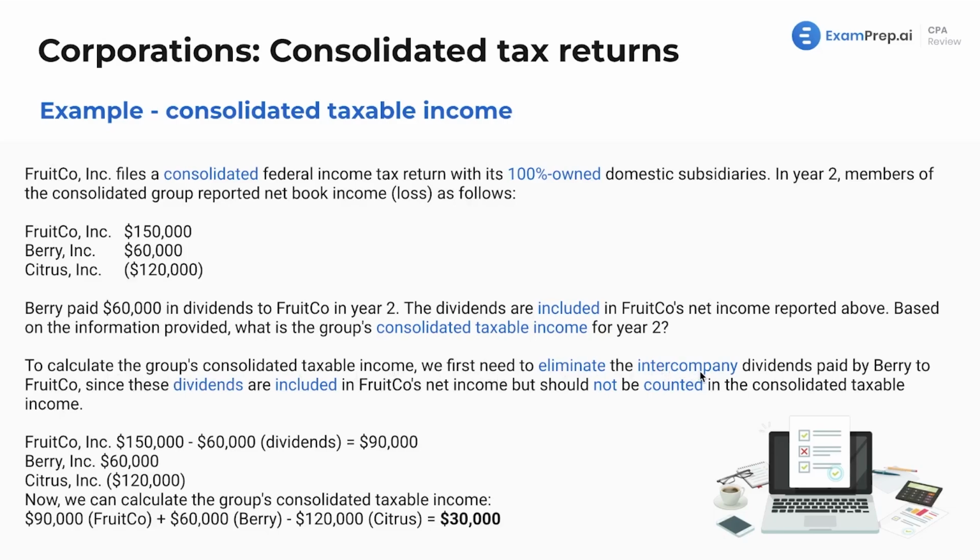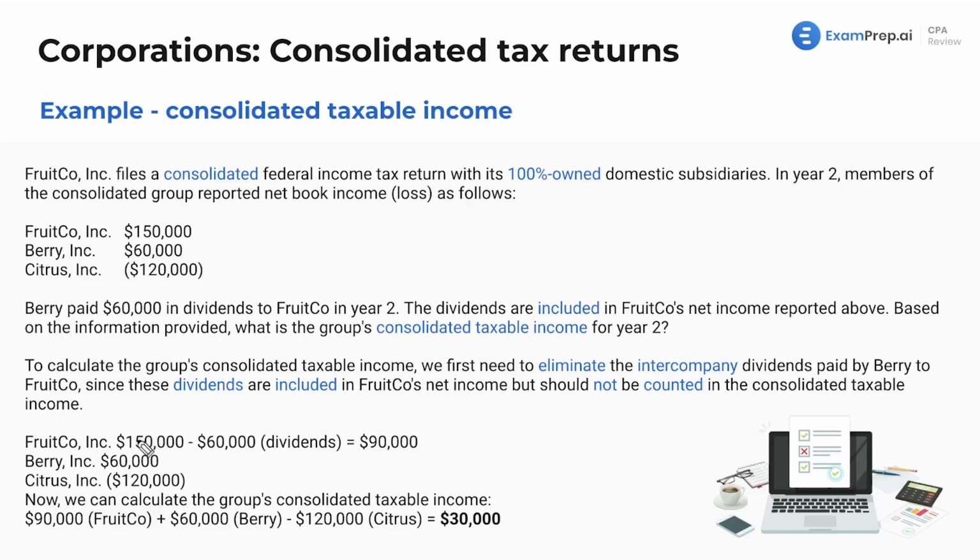We have to eliminate these intercompany dividends paid by Berry, since these dividends are included in net income but should not be counted. Another concept you could tie this into is book to tax. When it comes to book to tax income and allowable deductions, there are some items that should not be included at all, right? Permanent differences. Think of it like that, if that helps. I'm making comparisons to allow you to understand the differences and similarities between lessons and rationales that the IRS puts upon different topics.